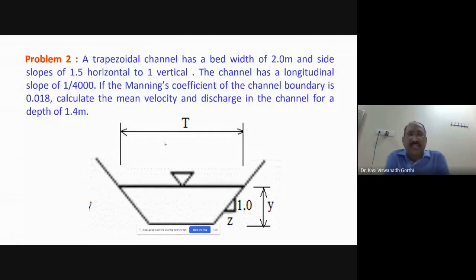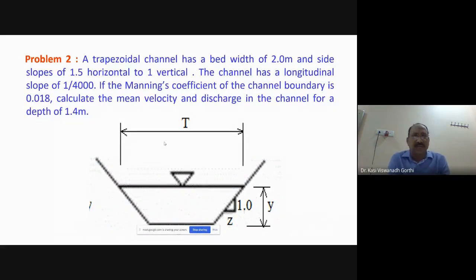Please note in the earlier problem, the longitudinal slope is given directly in terms of the decimal 0.0036. In this problem, it is given like a gradient, 1 in 4,000. So 1 by a fraction, 1 by 4,000. And the Manning's coefficient of the channel boundary is given to be 0.018. Calculate the mean velocity and the discharge in the channel for a depth of 1.4 meters. Please try to understand the problem so that the working would be very, very simple.